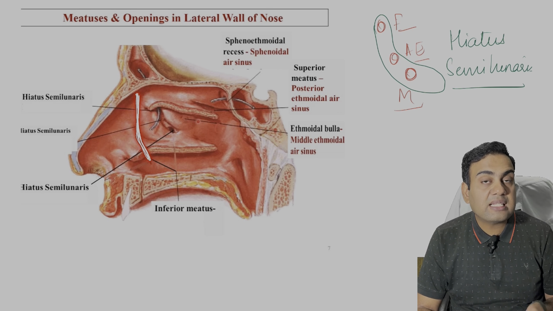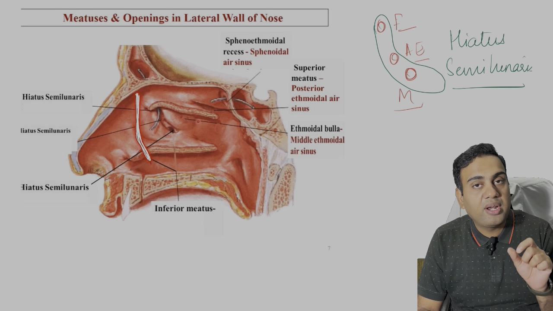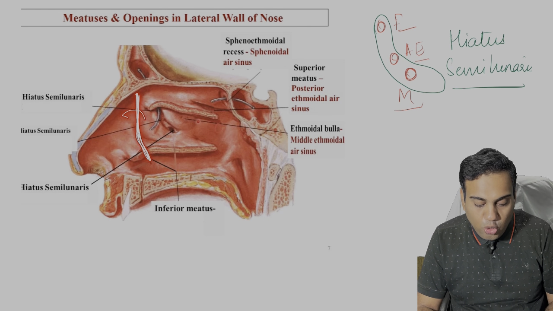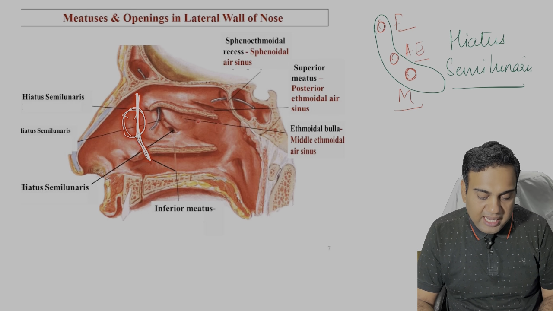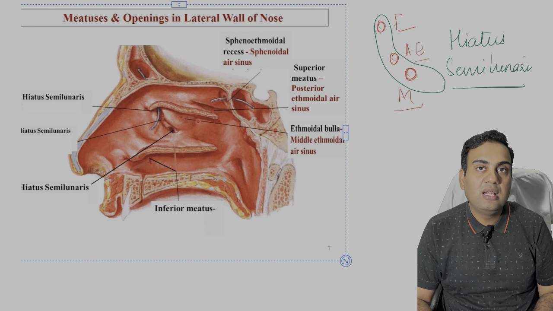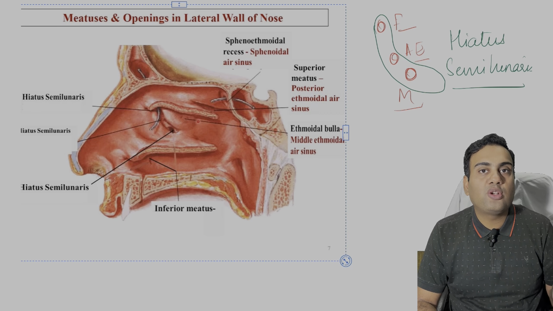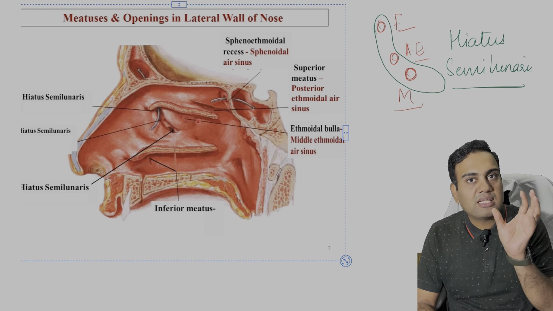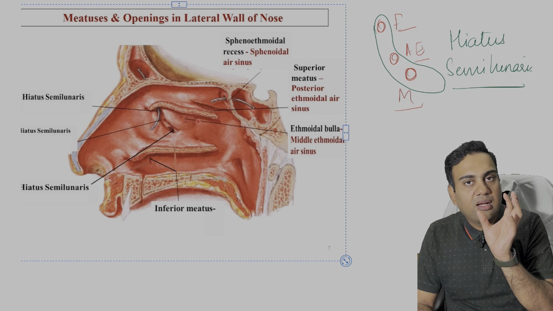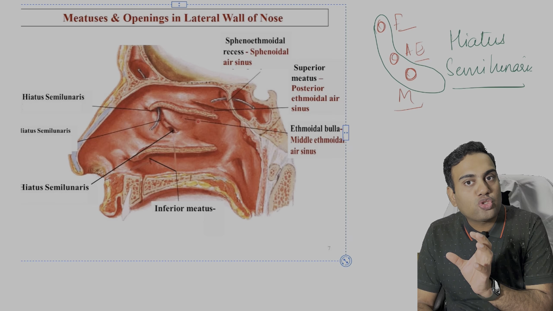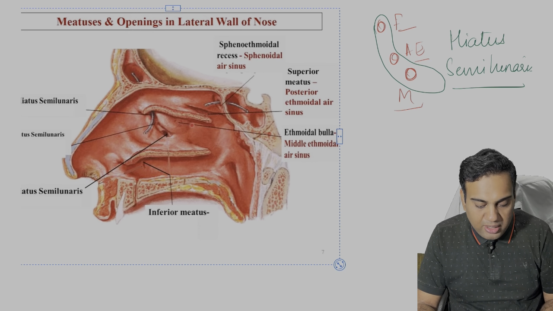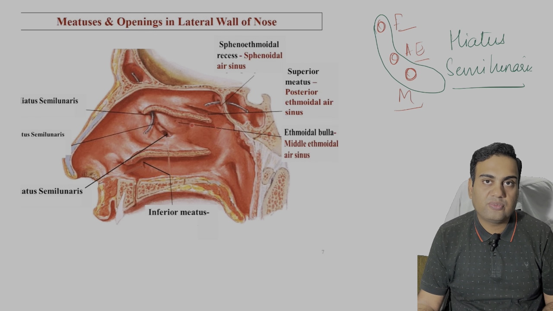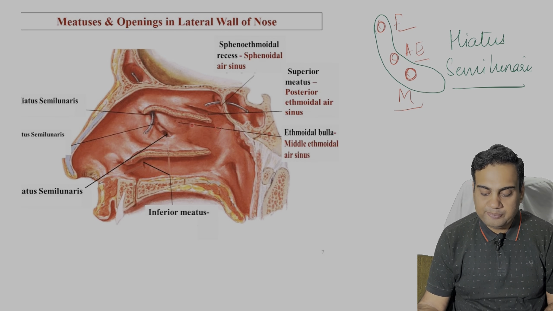So if there is an obstruction of this duct, called dacryocystitis, I mean there is inflammation of the lacrimal sac, then you open up this area and make an opening here. This is called dacryocystorhinostomy. Dacryo means lacrimal, cyst means sac, and rhinostomy means opening in the nose. So you are making one opening in the nose, over here.